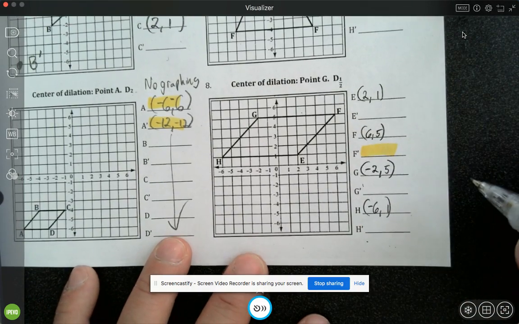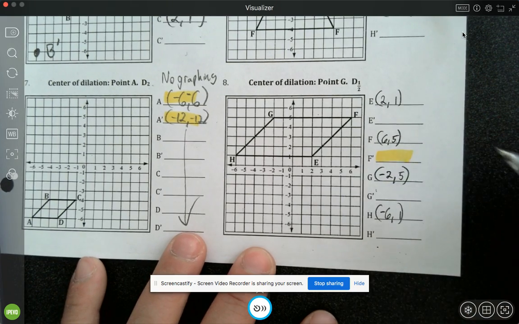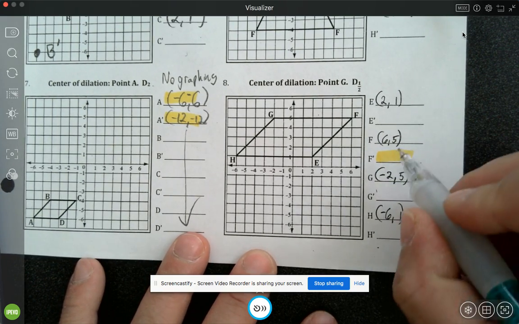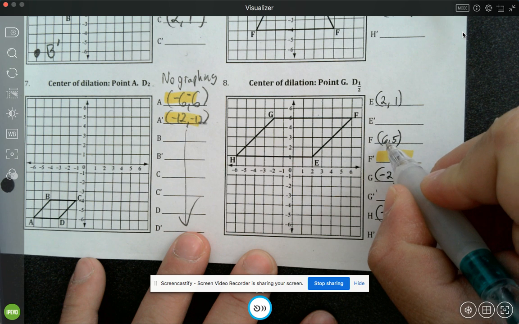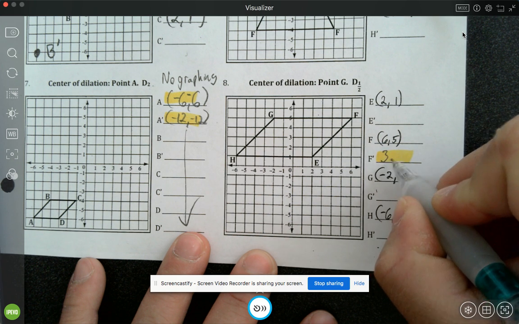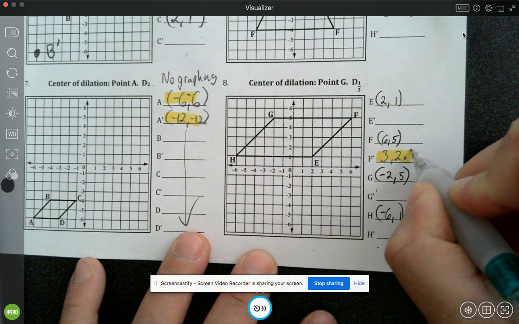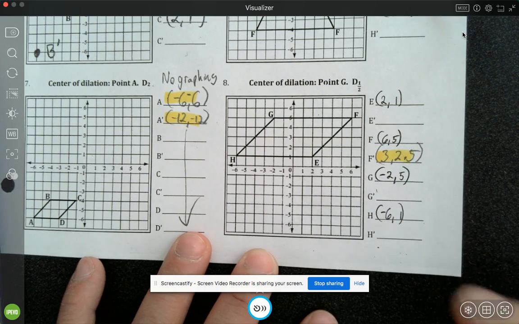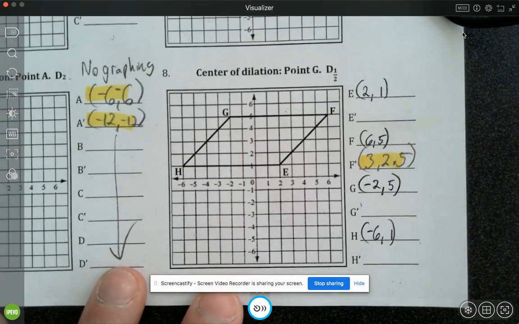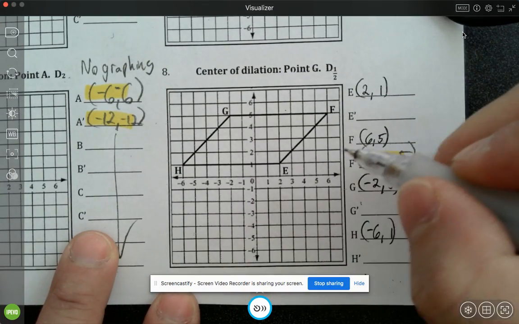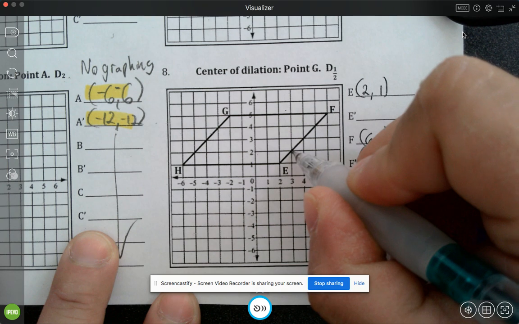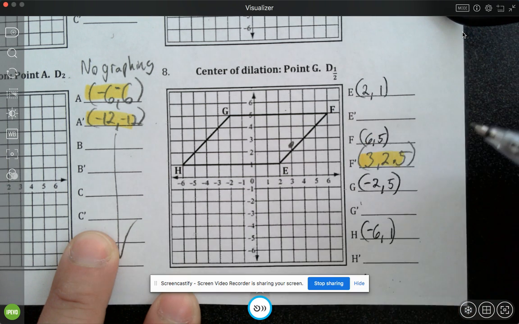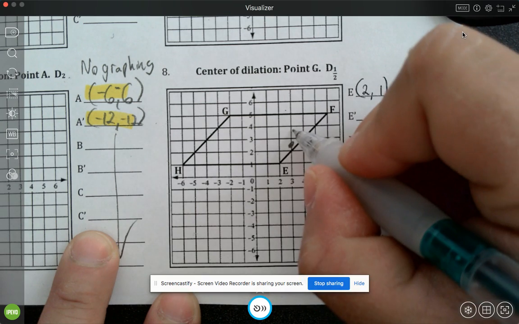Last one is number 8. You're going to try. I'll do this one for you. Scale factor 1/2. Don't get scared by the 1/2 and having this happen. So half of 6 is 3. Half of 5 is 2.5. You can still graph that. The paper won't explode here. So I'm going to go over 3 and then up 2.5. I'm going to call that F prime.